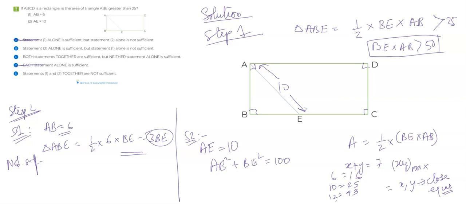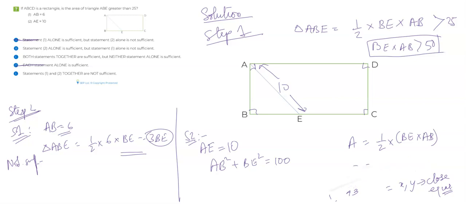Now in this case, if AB square plus BE square is 100, the sum is 100, similar to this. We can say that the product BE into AB will be maximum when AB and BE are as close as possible. So what I'll do is I'll simply assume the values of AB and BE to be equal and then see what happens.